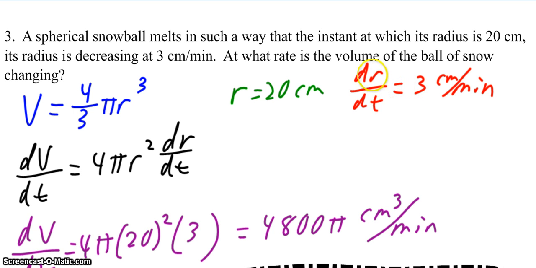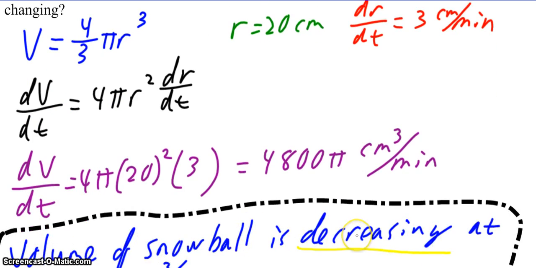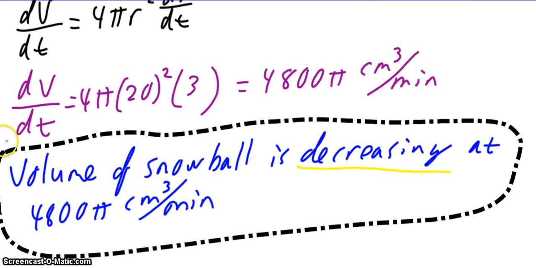I just chose to make it positive and recognize that in the end, when I'm carrying through the context of the problem, I want to emphasize that it's decreasing. So then I find dV dt, which is 4 pi r squared dr dt. Plug in r, plug in dr dt, and I get 4,800 pi centimeters cubed per minute. But again, it's important that in the context of the problem, I say that it's decreasing. Don't just say the volume of the snowball is changing, because we know how it's changing. So be specific with how it's changing.